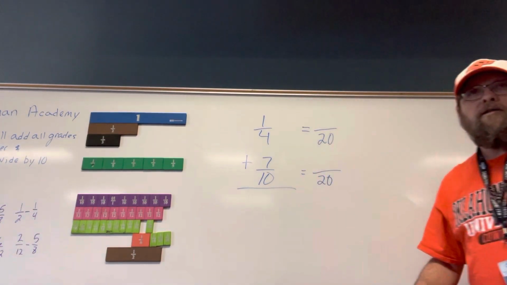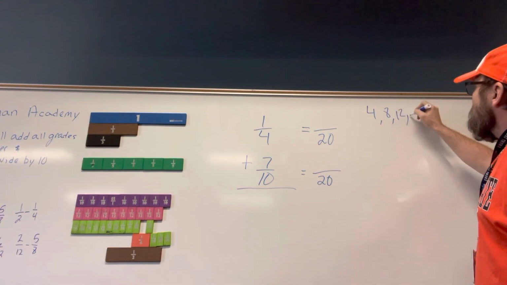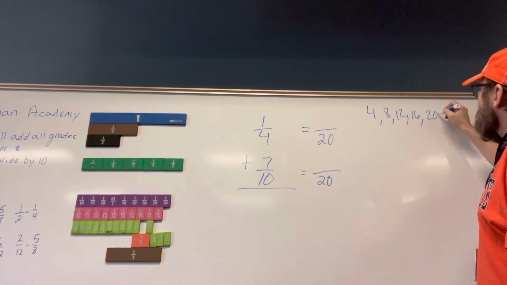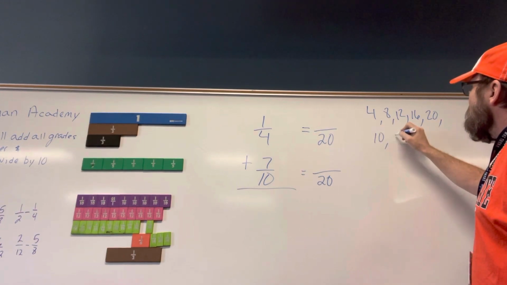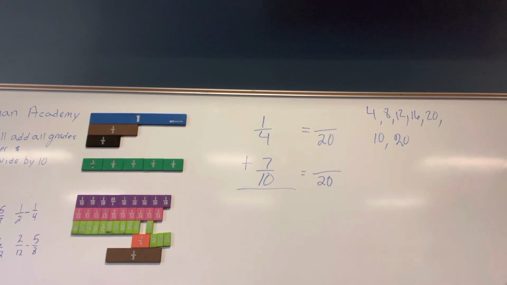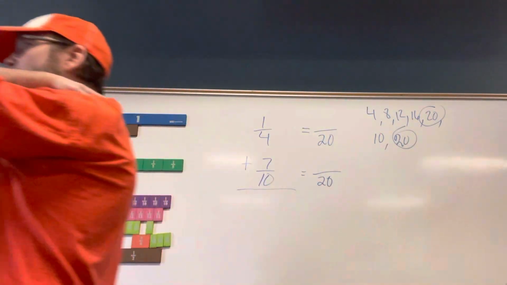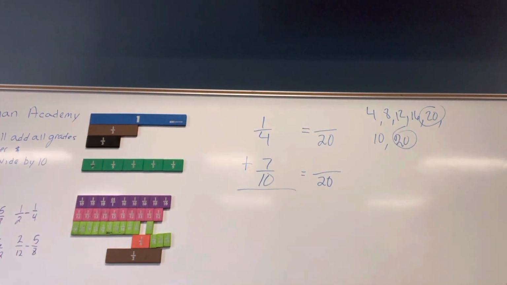And he did that looking at the multiplication chart. If I go 4, 8, 12, 16, 20, I go 10, 20. I've taken and listed the multiples of 4 and the multiples of 10. And the first one they have in common is 20. A lot of you were looking at it and thinking 40, and that would work. It's all good.